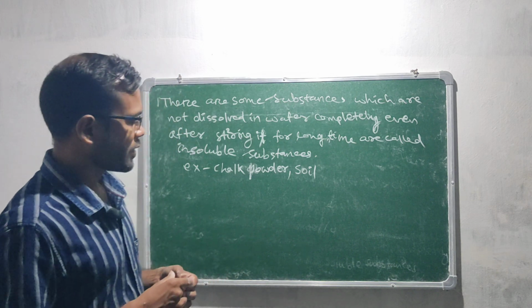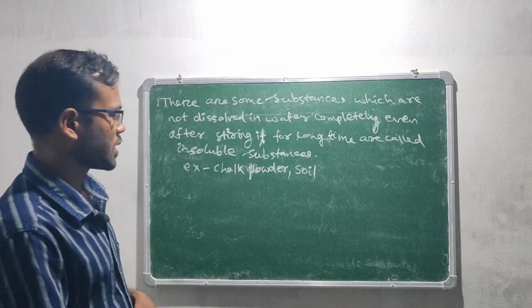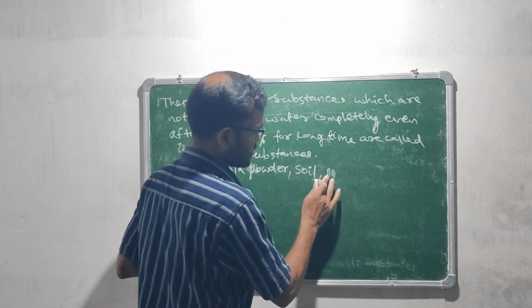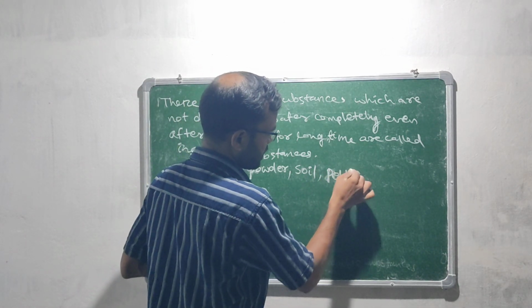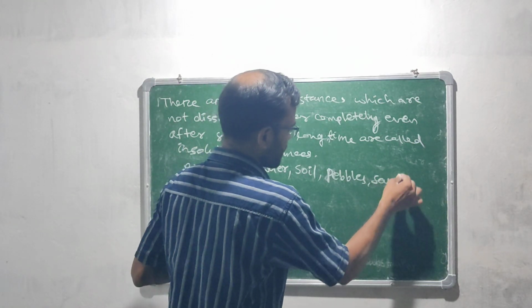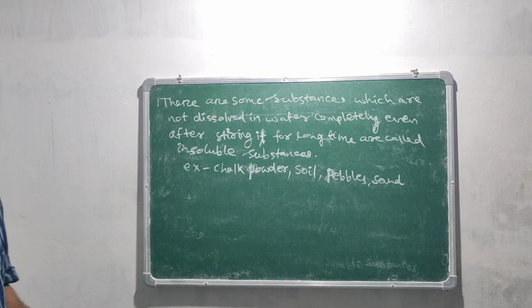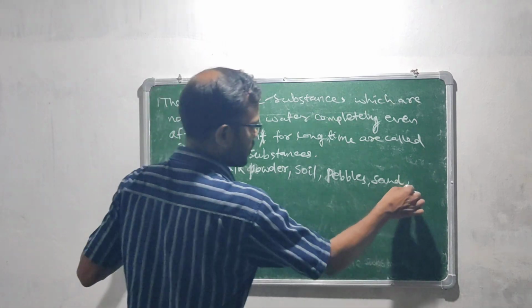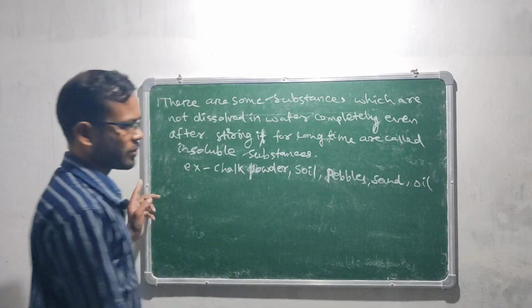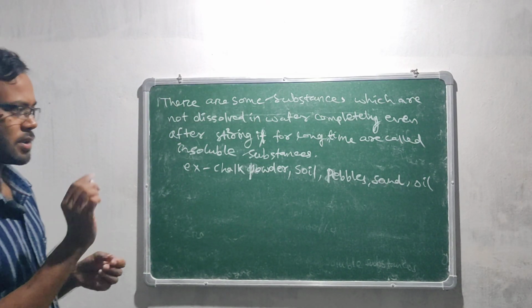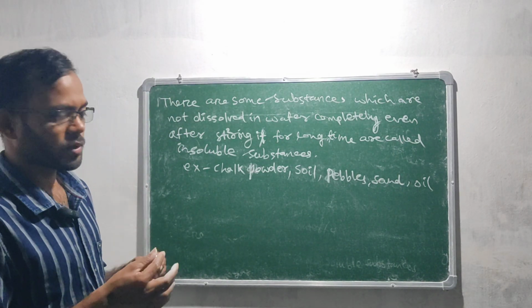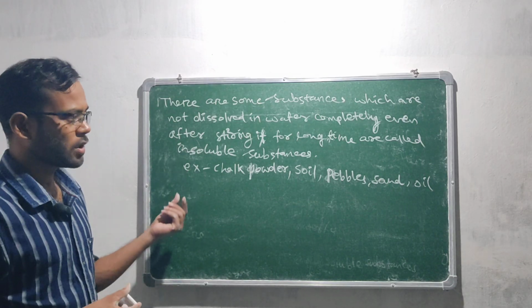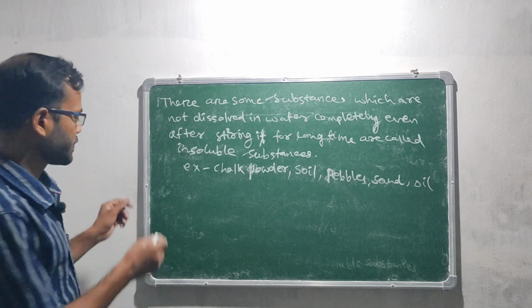It will not disappear after we stir it, even after a long time. So these are the pebbles, sands. These are the examples. Okay, these are insoluble in water. There are some other substances like oil. You must have seen oil put in water, and you can see one layer is formed on the upper surface of the water. So we can say that oil is also not soluble in water.